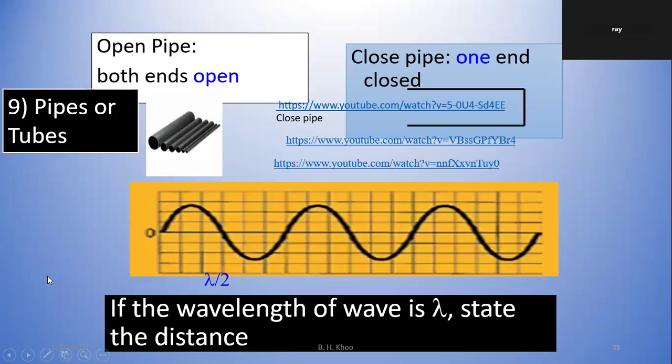Okay, let's just summarize it up. That's your wavelength, crest to crest. This is half a wavelength. This is half a wavelength also, or from maximum to minimum is half a wavelength. This is a quarter of a wavelength, from maximum to zero.